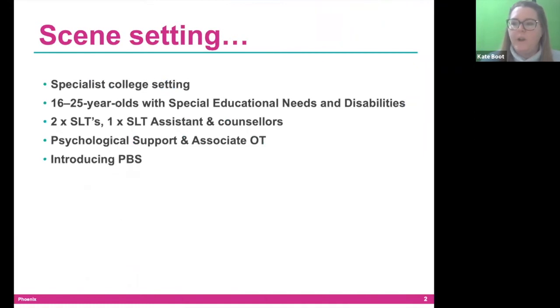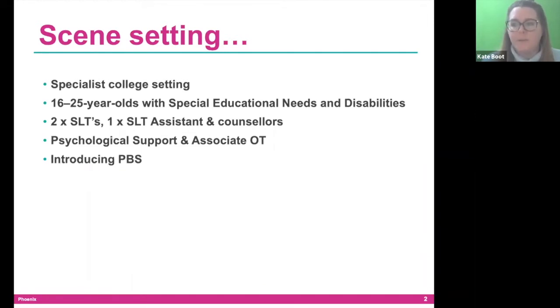Predominantly I work in their SEN college, so they have 2 campuses for students that are 16 to 25 years with special educational needs and disabilities. We have about, I think, 96% of our student cohort who are autistic. All of our students have speech, language and communication needs. The majority also have sensory processing differences and challenges. So we have an in-house therapy team.